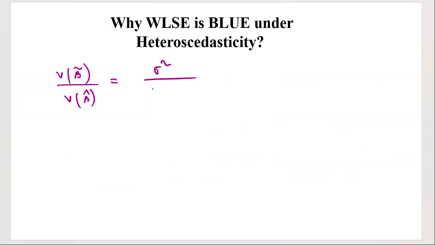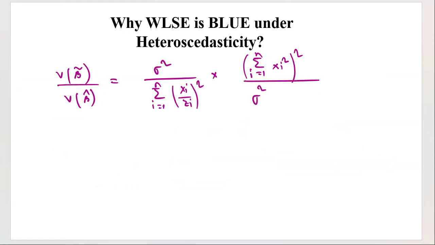Sigma square summation i from 1 to n, xi upon zi whole square, times summation i from 1 to n, xi square whole square, upon sigma square summation i from 1 to n, xi square zi square. This is what you will get. Now the sigma squares will cancel out. Now the remaining portion: how do you find out the relationship in the remaining portion?